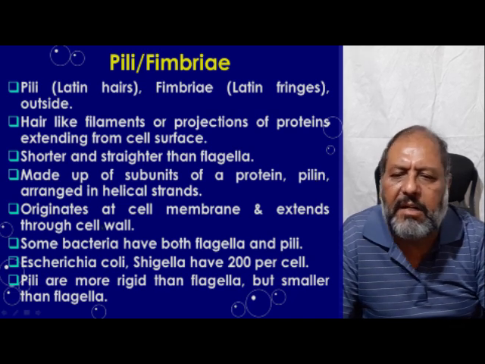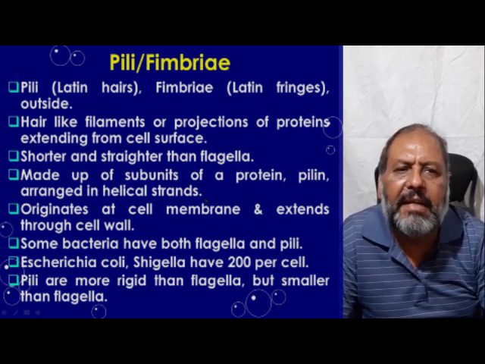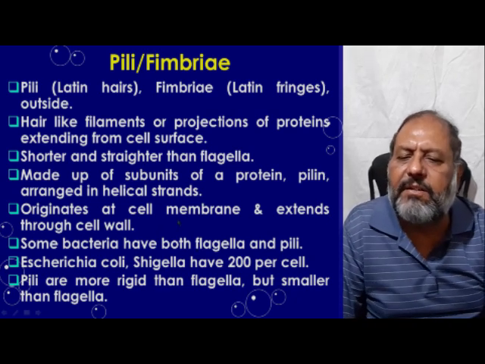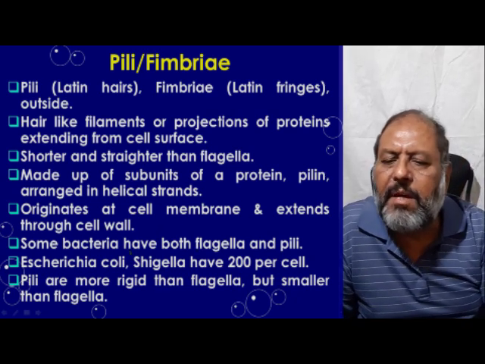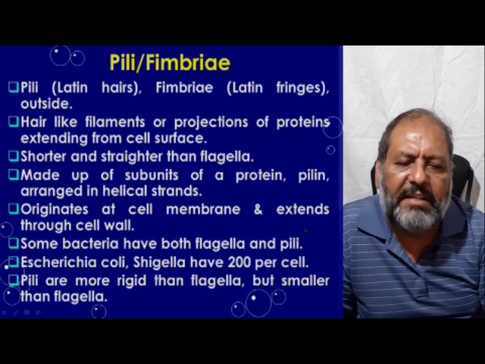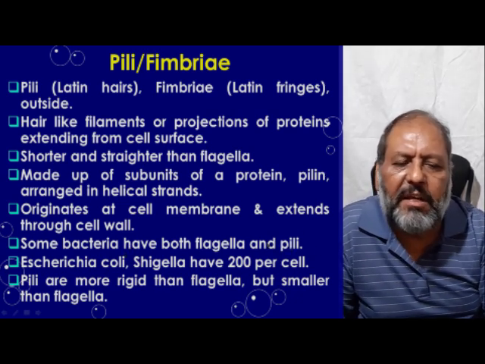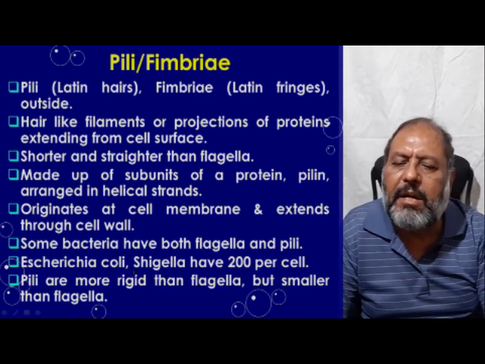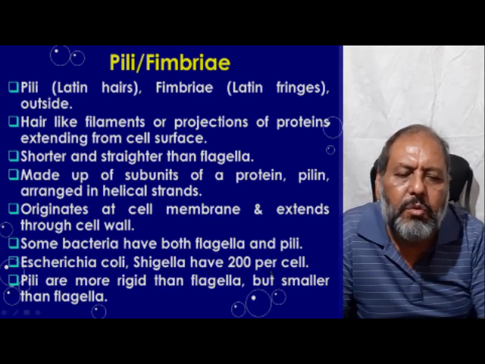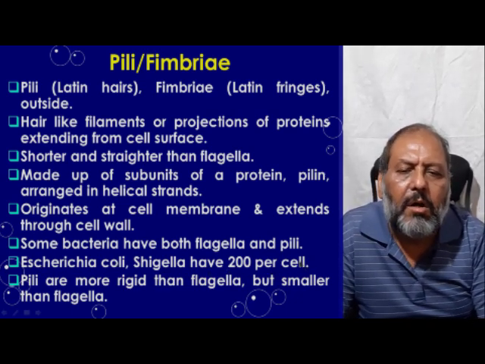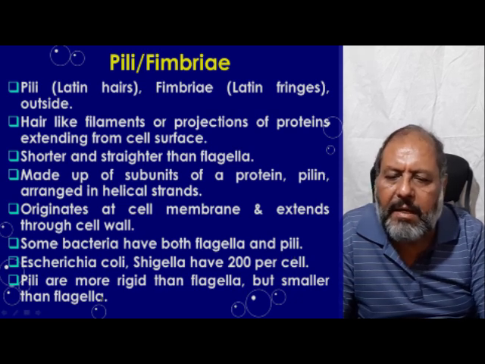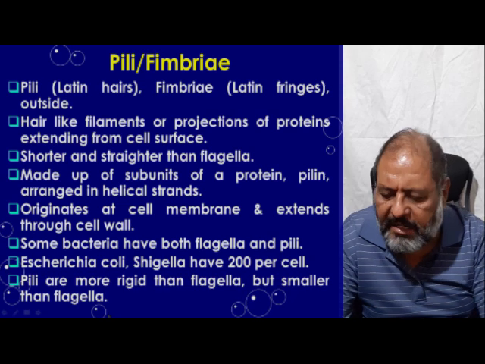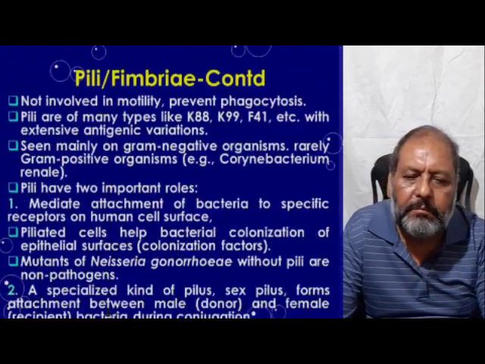so that is why they are called pili, arranged in helical strands, originating at the cell membrane and extending through the cell wall. Some bacteria have both flagella and pili, but their functions and structures are different. Escherichia coli and Shigella have 200 pili per cell. Pili are more rigid than flagella, but smaller in size than flagella.